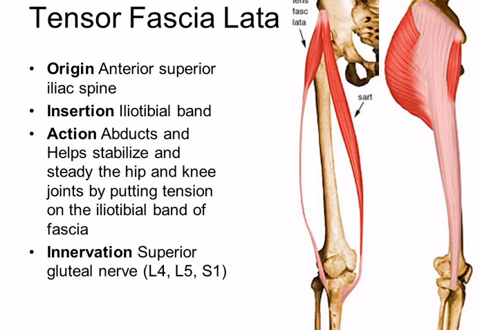Tensor fascia lata. Origin: anterior superior iliac spine. Insertion: iliotibial band. Action: abducts and helps stabilize and steady the hip and knee joints by putting tension on the iliotibial band of fascia. Innervation: superior gluteal nerve, L4, L5, S1.